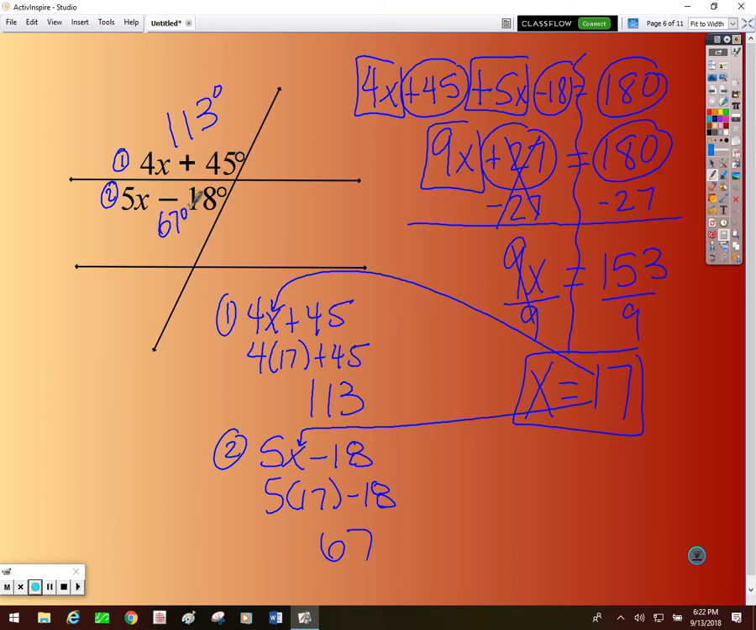Well, to make sure, I can add these two together. 113 plus 67, that's 180. So look at that, we're good.